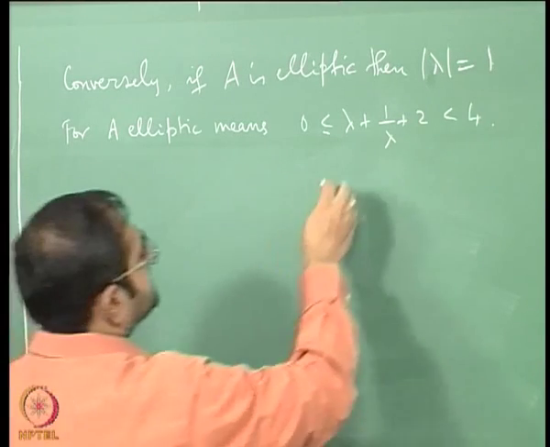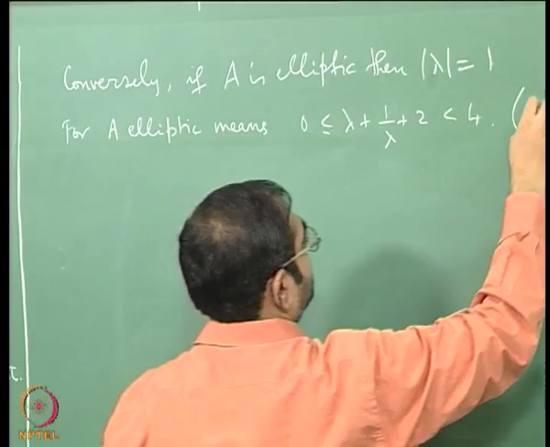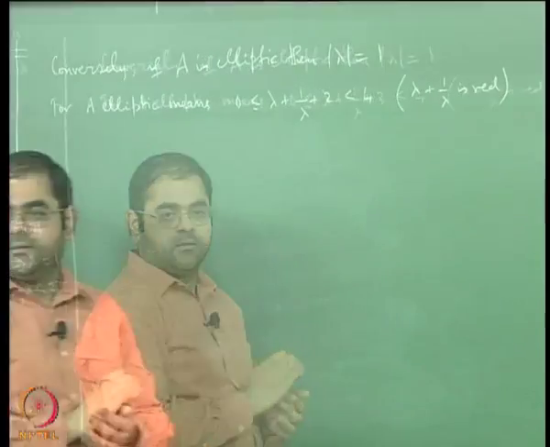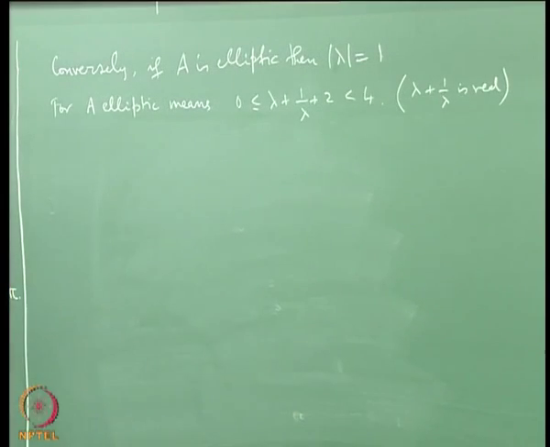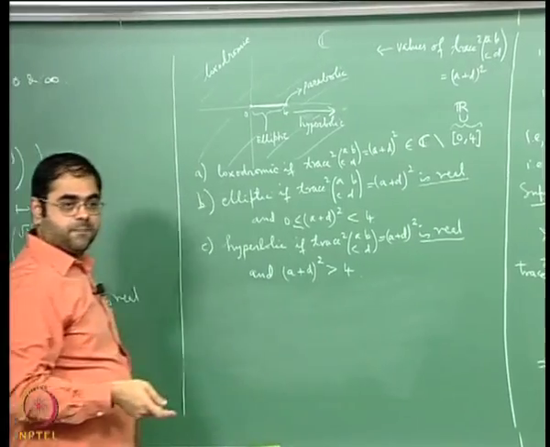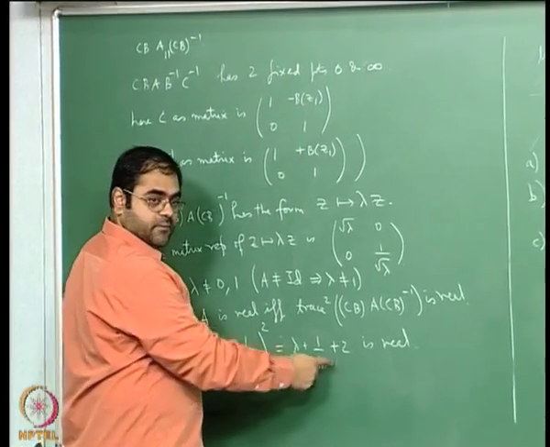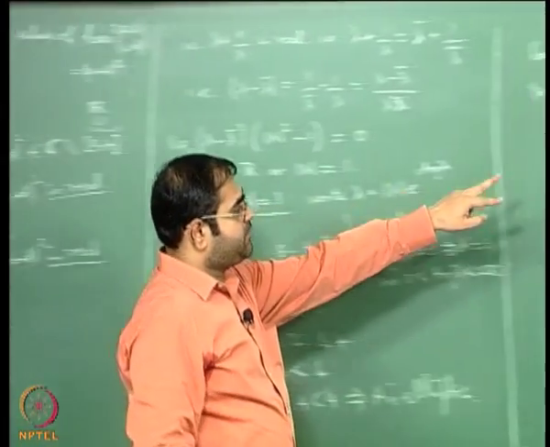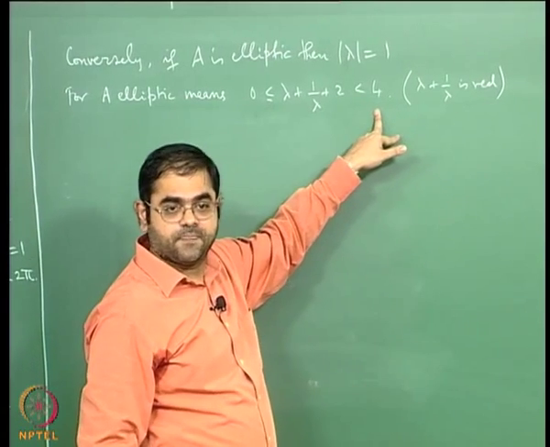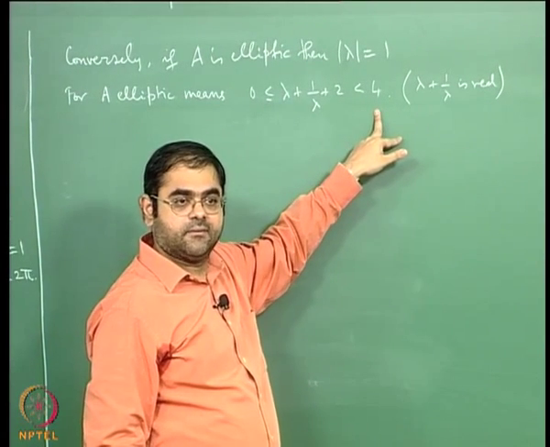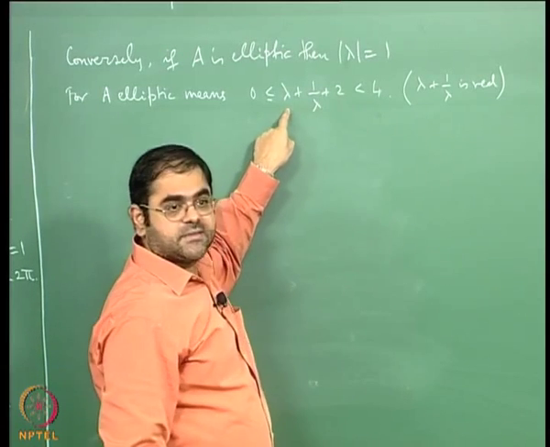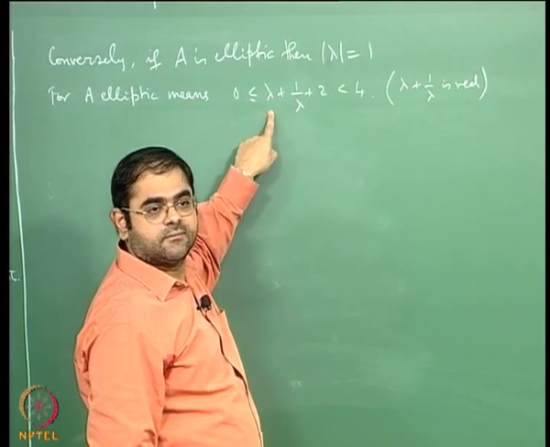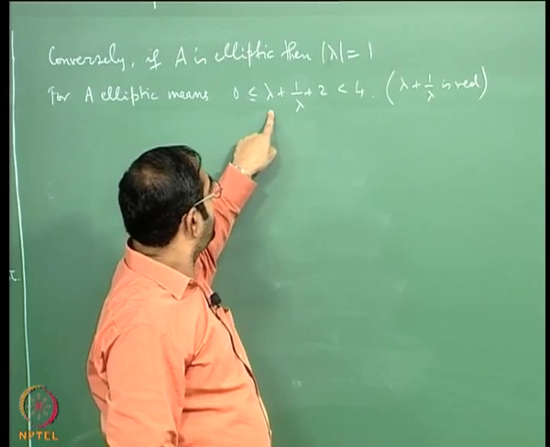It means this is real, lambda plus 1 by lambda is real. So if it is elliptic, what is the definition for elliptic? A plus d the whole squared is real, alright, and a plus d the whole squared turns out to be this. So lambda plus 1 by lambda is real, and its value lies between 0 and 4, 0 included, 4 excluded. This is the condition for it being elliptic, okay. Now from this you can conclude that mod lambda is 1, okay.